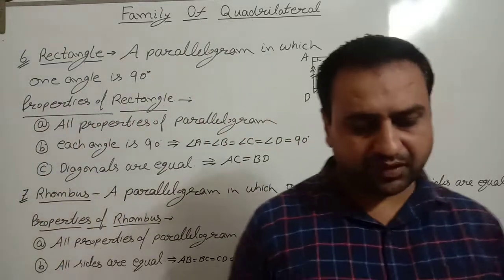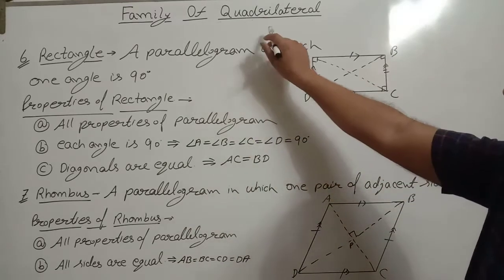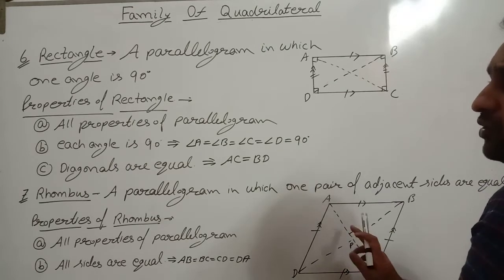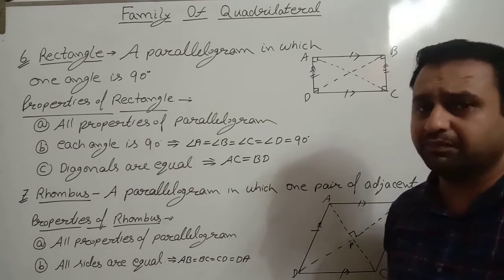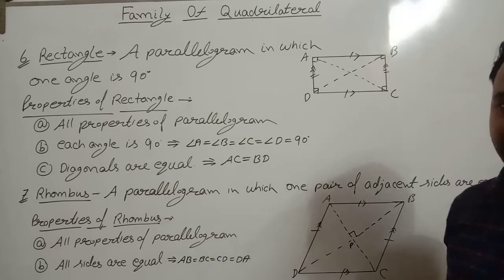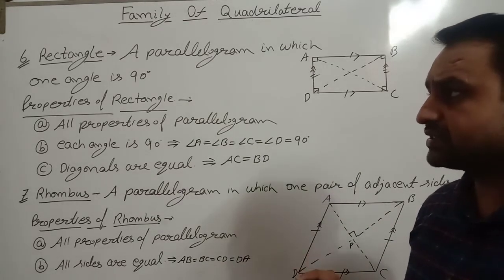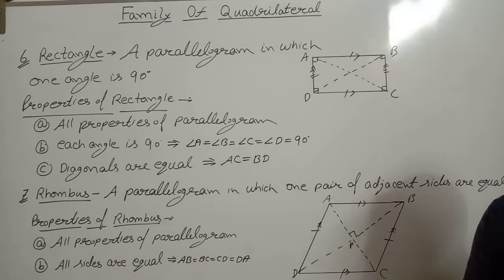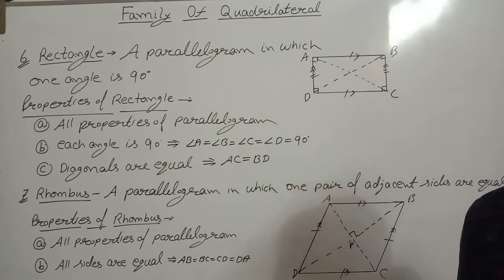Good morning students. In the previous video we discussed the family of quadrilaterals and the flowchart of a quadrilateral, in which there are the concave quadrilateral, convex quadrilateral, trapezium, isosceles trapezium, parallelogram, kite, parts of the parallelogram, rectangle, rhombus and square. We had already discussed the definitions of concave quadrilateral, convex quadrilateral, kite, property of kite, isosceles trapezium, parallelogram, and property of parallelogram.